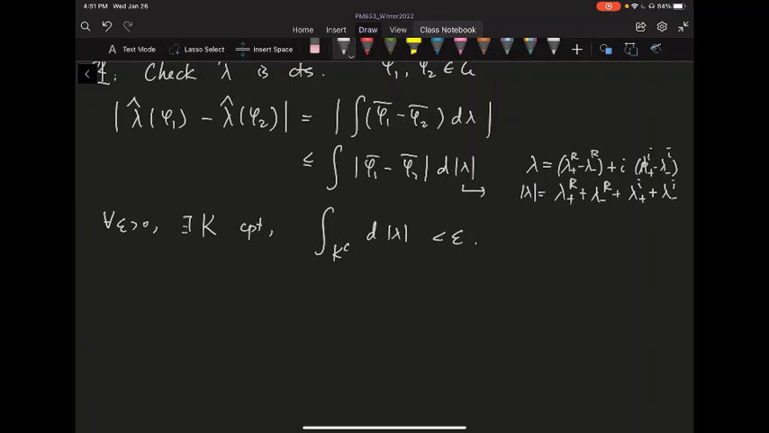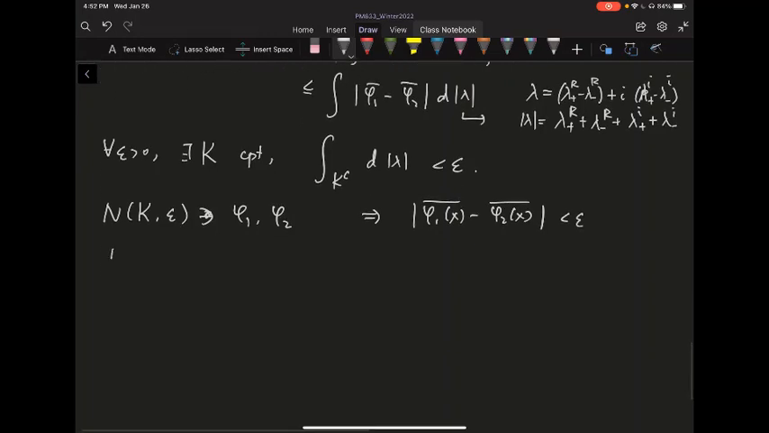All right, so essentially now, if you remember, the basic neighborhoods on this G hat have this form N of K, epsilon. Essentially, it is those sets where two characters are close enough on this K. So if you have, say, phi1 and phi2 inside this N(K, epsilon), this essentially means phi1(x) minus phi2(x) is going to be less than epsilon. And of course, when you take the conjugate, it's still less than epsilon.